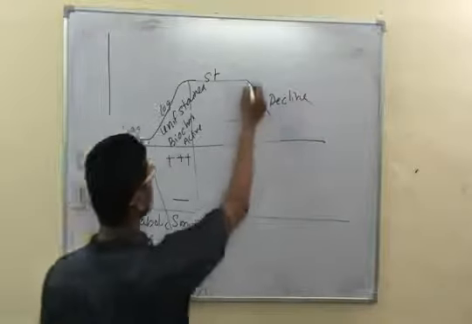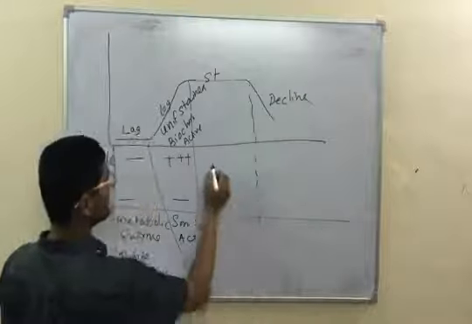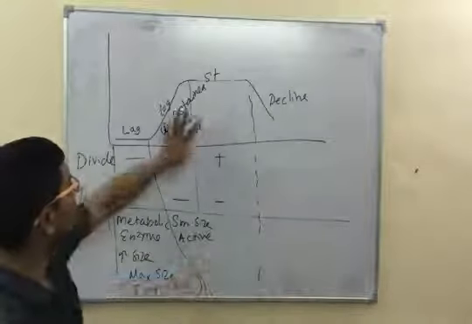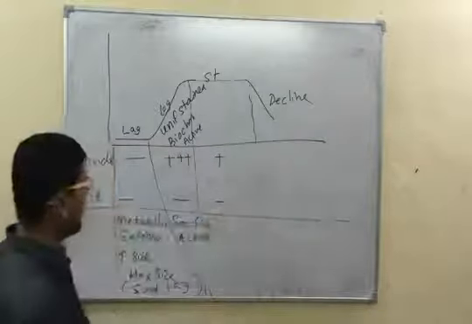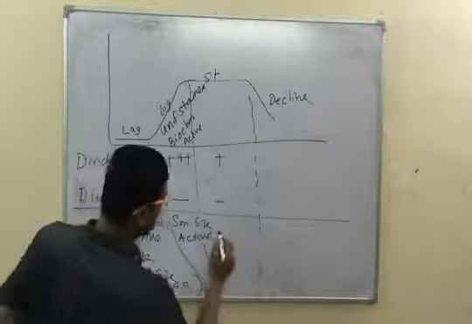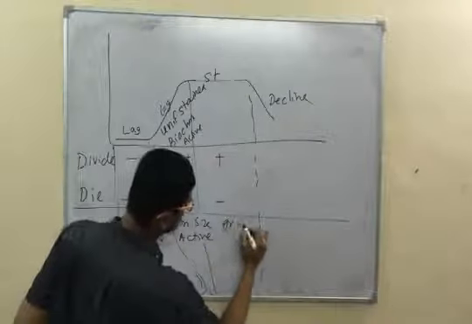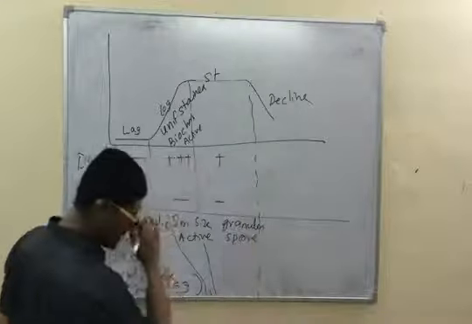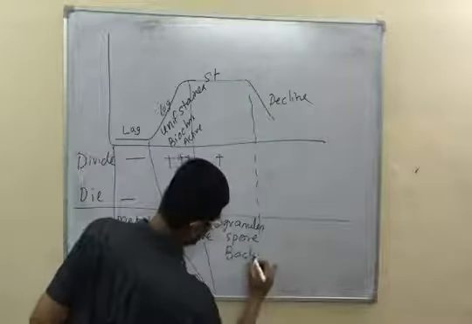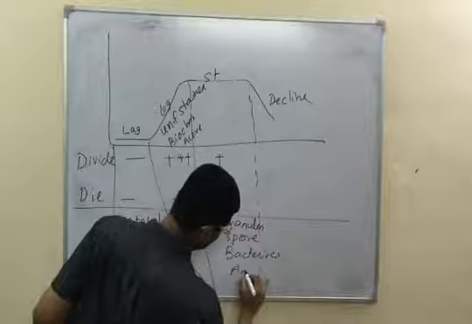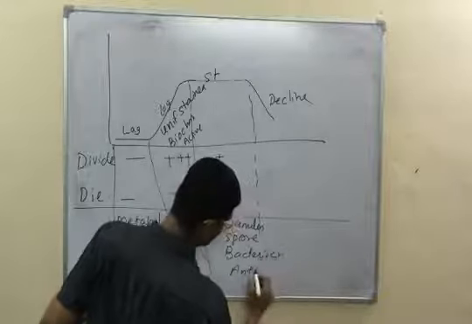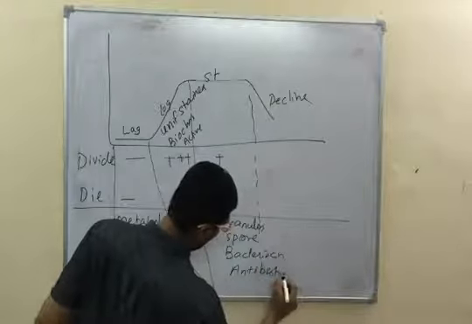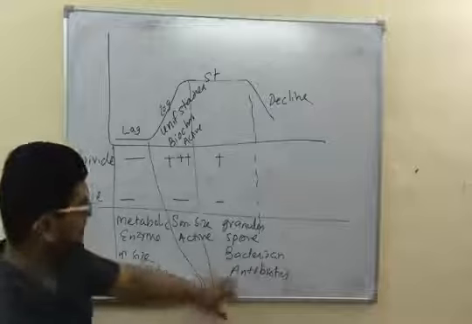Followed by this, there is a stationary phase, and in this phase the bacteria divide as well as start dying, hence the total number is constant. And in this phase, bacteria form various structures: storage granules are formed in stationary phase, sporulation occurs in stationary phase, bacteria form bacteriocin, and there are certain bacteria that can produce antibiotics also, penicillin and vancomycin. Various antibiotics can be produced by bacteria, and all those antibiotics are produced in stationary phase.